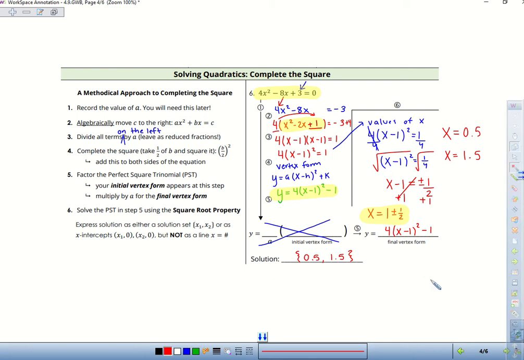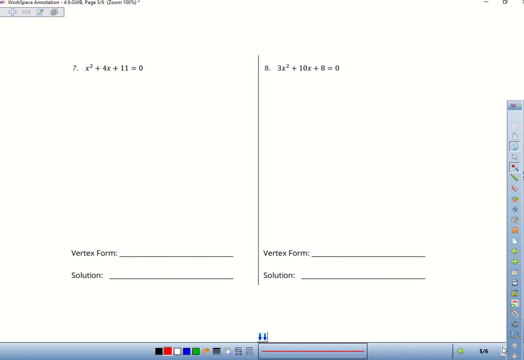So, just to give you some solace, this is one of the harder types of completing the square problems. There's easier ones out there. Alright, you ready to move on? So, we are going to go ahead and do number 7. We're not going to be doing number 8 today. It is a fractional mess. But if you want to try it, you can.